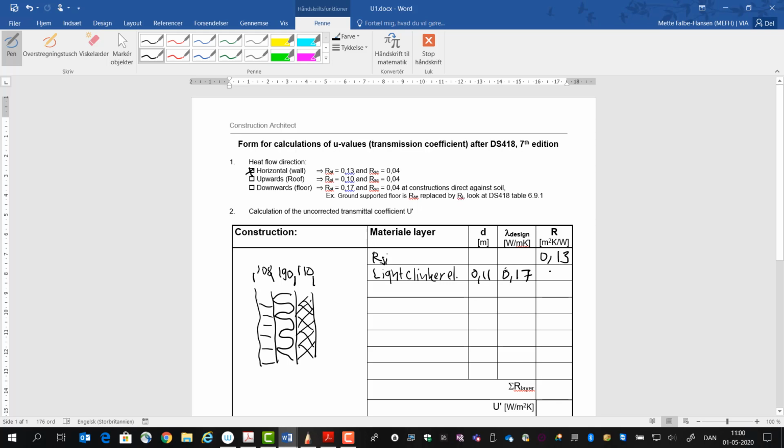Then we have the R, and the R is D divided by lambda, so that is 0.647. Then the next we have is insulation, and the insulation is in thickness 0.19. In the assignment it says that the lambda value is 0.036, and then the resistance is 5.28.